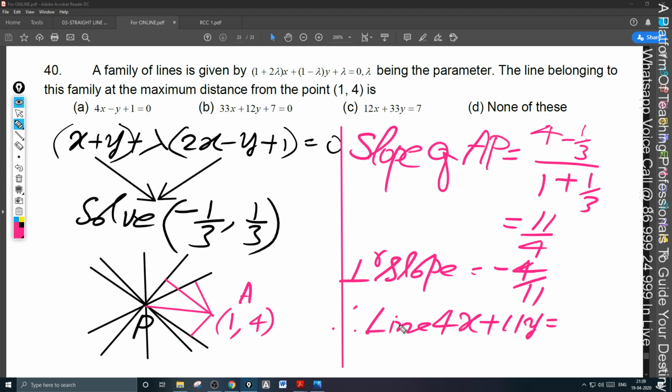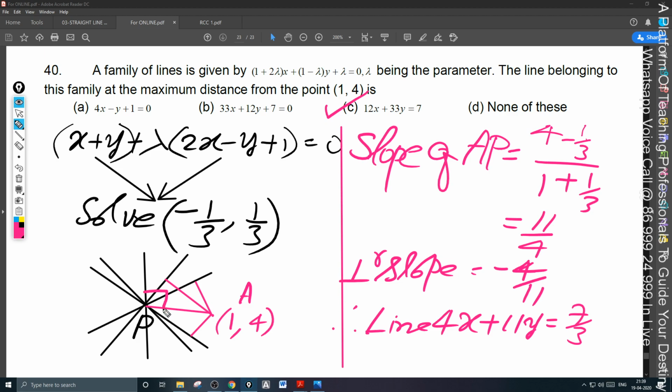What is the point? Minus 1 by 3, plus 1 by 3. This is minus 4 by 3 plus 11 by 3, so 7 by 3. Simplify this: 12x plus 33y is equal to 7. So, option C. This is a conceptual problem. The maximum distance line is the perpendicular line to AP.